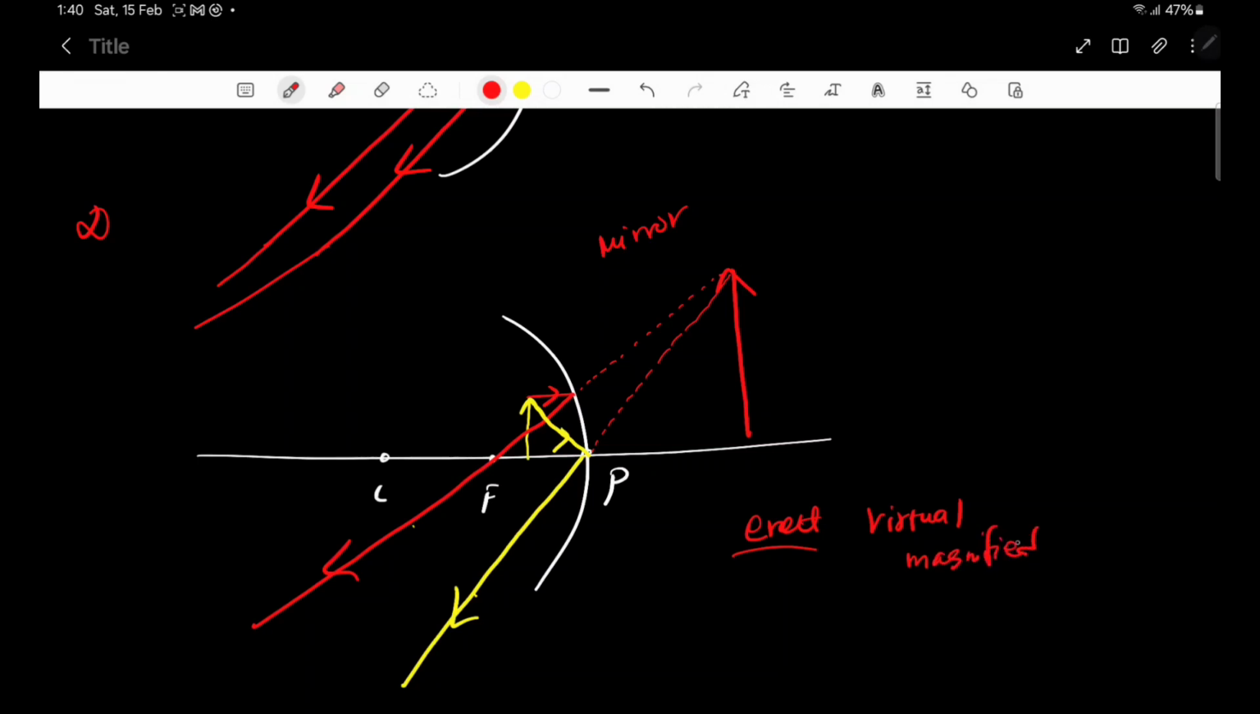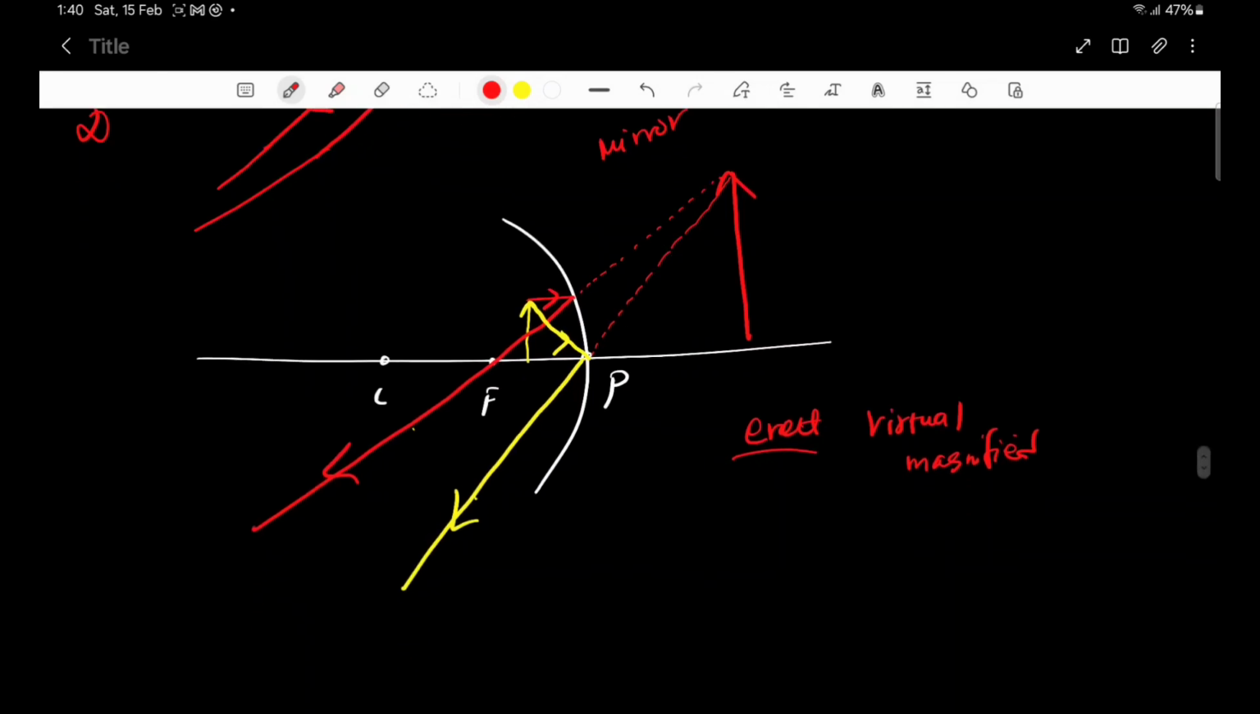Note that it is for this purpose that dentists and barber shops use the concave mirror, because when the mirror is placed very close to your face, the concave mirror produces a virtual, erect and magnified image. The dentist requires a magnified image of your tooth so that they can perform any kind of operation on it. Is it right? So it is for that purpose they use the concave mirror.